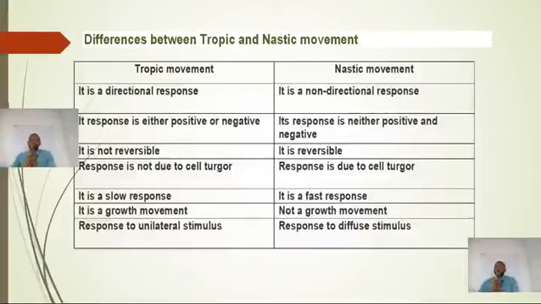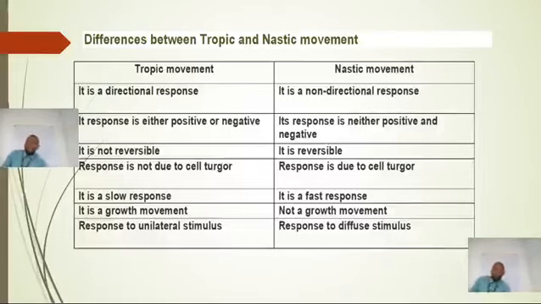Okay, another one is that it is a slow response. I think I've mentioned this, that tropic movement is a slow growth or response in plants, while that of nastic movement is a fast response. Okay, it is a growth movement. Yes, tropic movement is a growth movement, while nastic movement is not a growth movement. It's not moving towards anything. It's just changes due to environmental conditions.